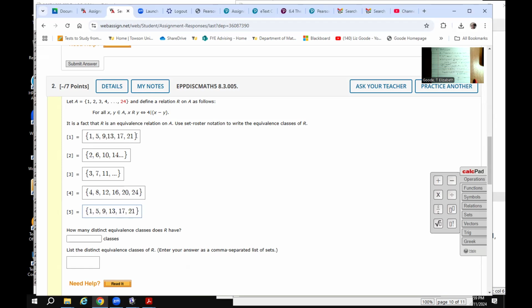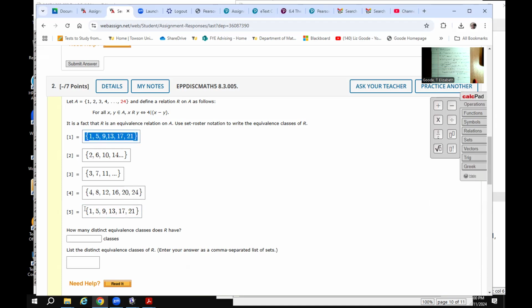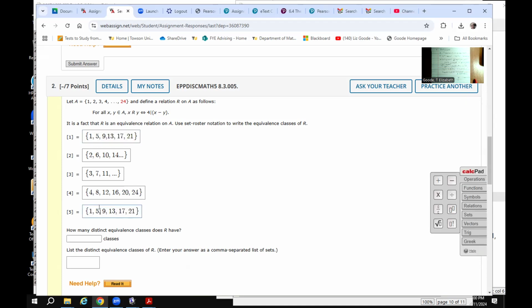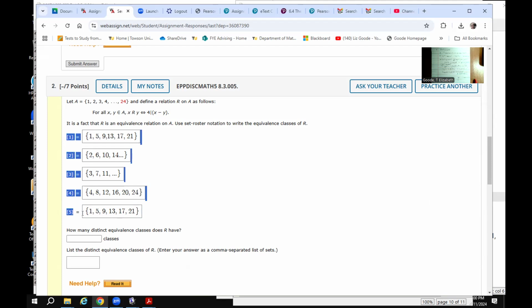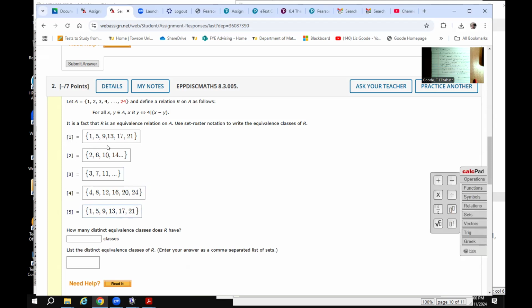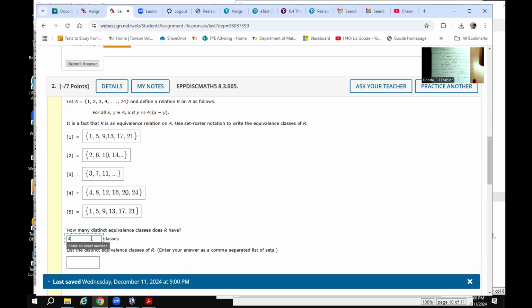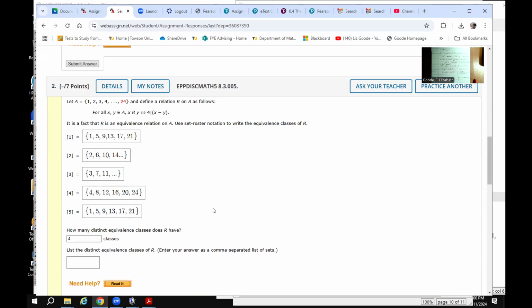These two are the same set because they're in the equivalence class together. So 1 and 5 are both in there. The equivalence class of 1 is equal to the equivalence class of 5 because they are related to each other. So that's one of them. And then the one for 2 is the second one. The one for 3 is the third one. And the one for 4 is the fourth one. There are 4. There's one for each remainder when you divide by 4.